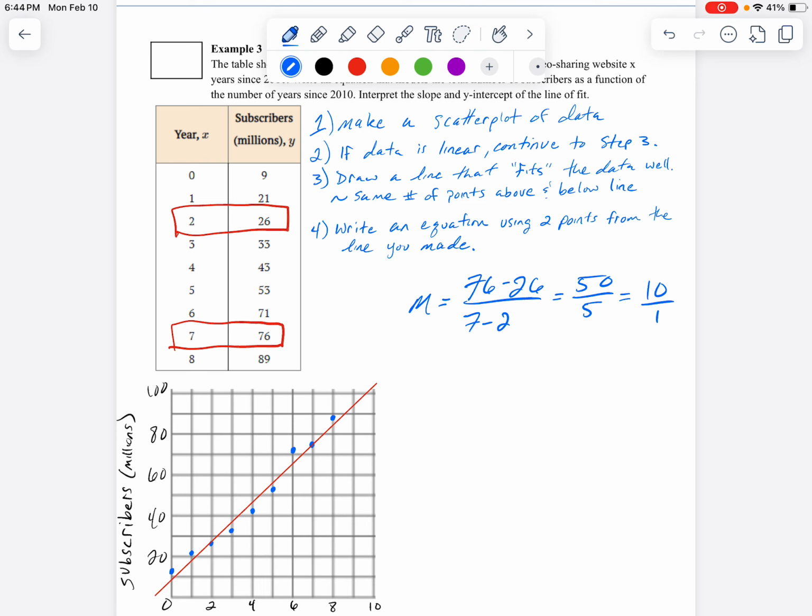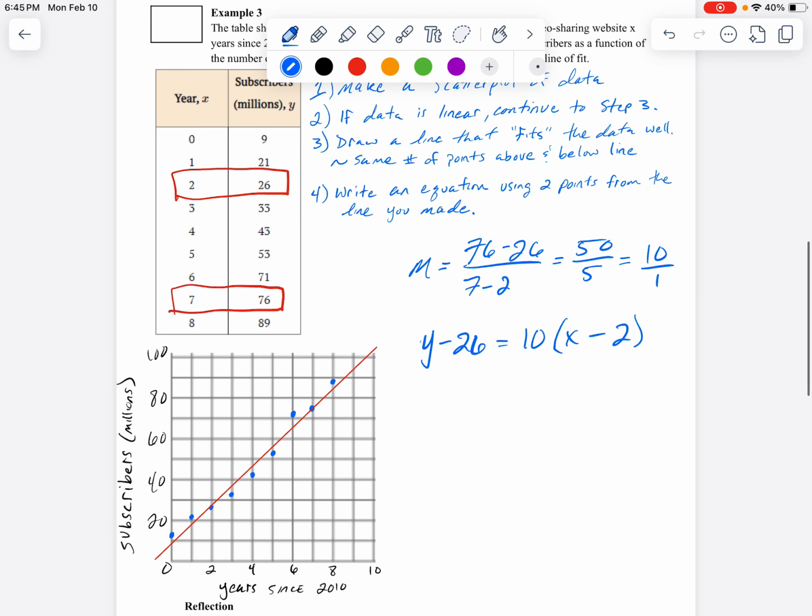Then we're going to plug that into our point slope form. It doesn't really matter which set we use. I'll just use 2 and 26. So y minus 26 equals 10 times x minus 2. We need to interpret slope and y-intercept, so let's get this into y-intercept form, and then we'll do that interpretation. So y minus 26 equals, I'm going to distribute that, 10x minus 20. Add 26 to both sides. Y equals 10x plus 6.